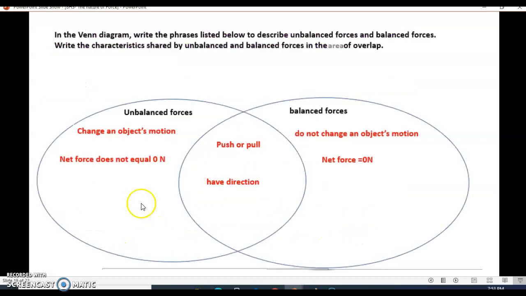And in this Venn diagram, we had these expressions outside the Venn diagram and we sorted them. These are common: all forces are considered to be a push or pull, and all forces have directions. Now, unbalanced forces change an object's motion. However, balanced forces do not change an object's motion. Unbalanced forces means the net force does not equal 0 Newton. Balanced forces means the net force is equal to 0 Newton.